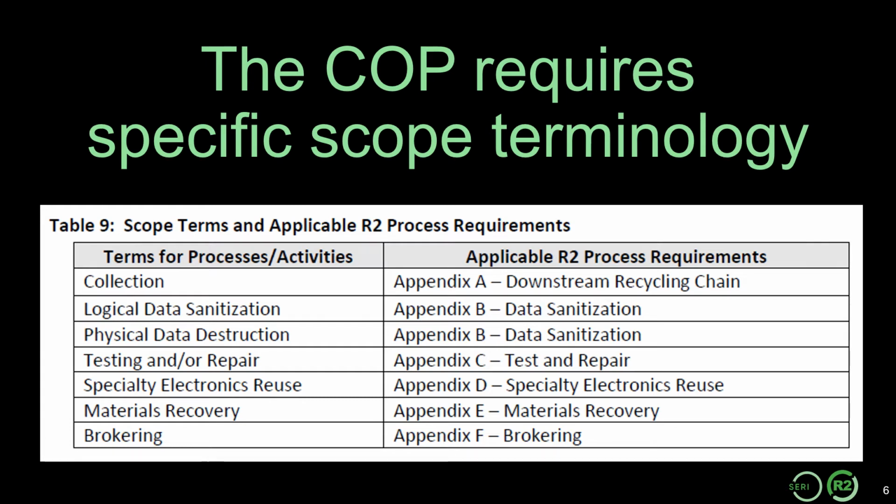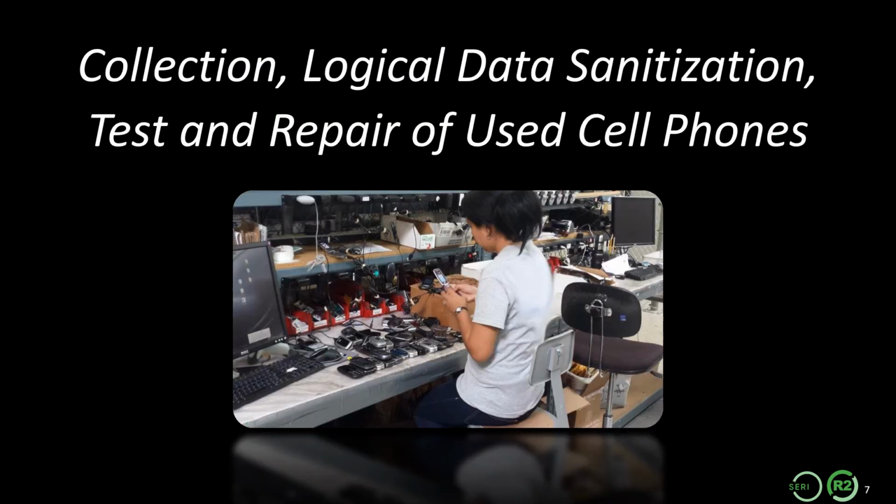Let's look at a few examples of scope statements. The first example is collection, logical data sanitization, test and repair of used cell phones. Collection indicates that the R2 facility has Appendix A and ships cell phones or components to downstream vendors. Logical data sanitization indicates that the R2 facility performs logical data sanitization in accordance with the requirements in Appendix B, data sanitization. Test and repair indicates that the R2 facility tests and repairs used cell phones in accordance with the requirements in Appendix C, test and repair.